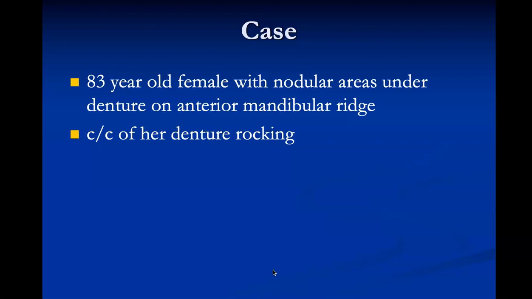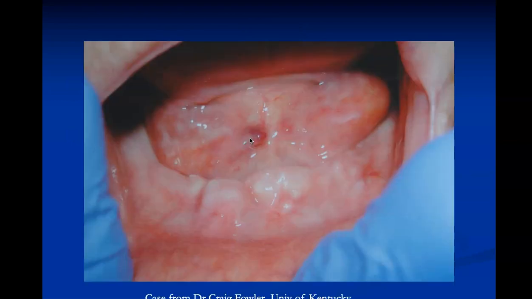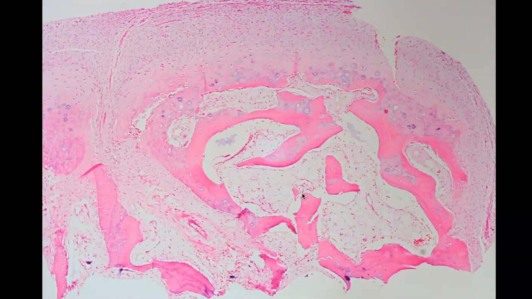So this is an interesting case of an 83-year-old female who presents with a bump under her denture on the alveolar ridge. And so her denture's rocking, so that was her chief complaint. And as you see here, this is from Dr. Fowler, who was a colleague at the time at University of Kentucky. If you look at the edentulous ridge, there's this bump in this area, and this was what was causing her denture to rock. So this was biopsied, and on biopsy you can see there's areas here which look cartilaginous and areas here which was cartilage that's now becoming bone.